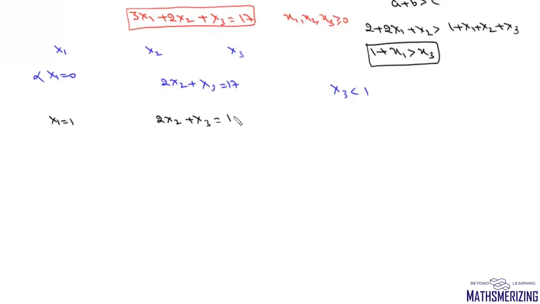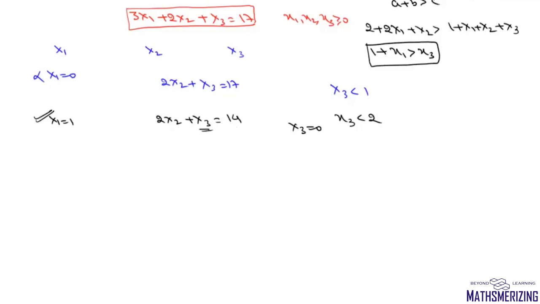17 minus 3 is simply 14, where x3 is less than 2. Now in this case, 2x2 plus x3 is 14. So that means x3 can take only even values. So the only even value possible in this case is x3 equals 0. So that means we have one triangle in which x1 is 1, x3 is 0, and if we put x3 as 0, we'll get x2 as 7.